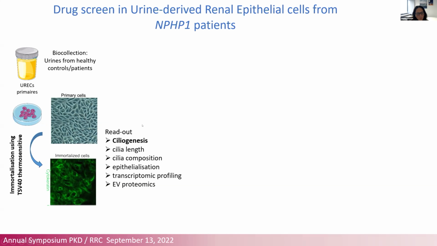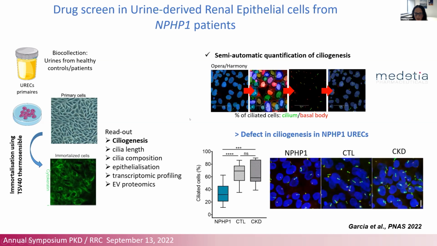With these cells, we are able to design specific readouts: ciliogenesis, cilia length, cilia composition, epithelialization, transcriptomic profiling, and EV proteomics. Today I will show you especially what we apply for ciliogenesis. We set up a semi-automatic quantification of ciliogenesis using the Opera microscope and the Harmony software.